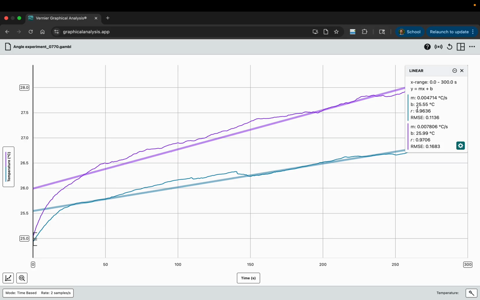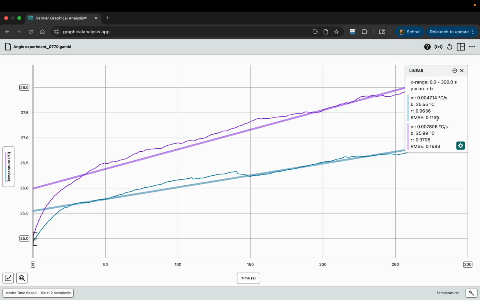B here is my y-intercept, right? Ideally, if the rate of change were constant, that should be the same as my initial temperature. But if we look over here at the y-intercept for these lines, it is definitely not the same as the initial temperature. That means that this linear fit is not really a great fit for this data. So we'll think about some ways to deal with that in a second.